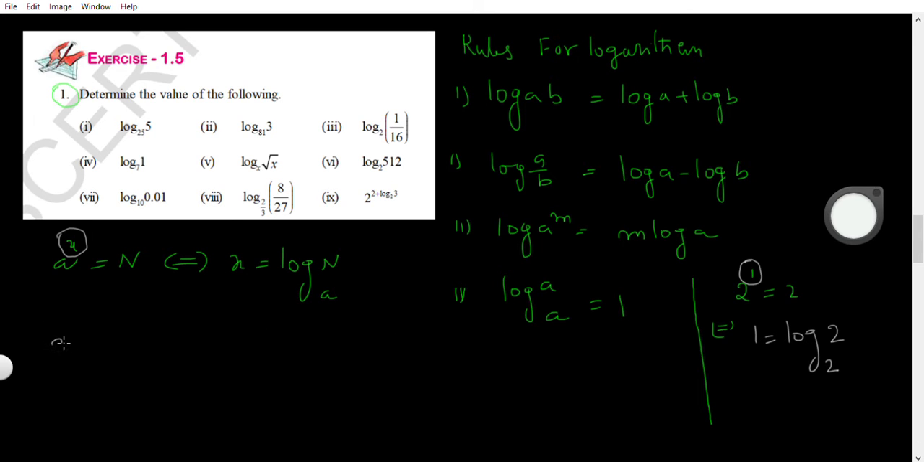Similarly, if you take 3 power 1 is equal to 3, then by definition the power 1 is equal to logarithm of 3, that value, the exponential form value 3, to the base also 3. See, base and log are equal, then we get 1. If you take 16 to the power of 1 is equal to 16, we can also write 1 is equal to logarithm of 16 base 16. So in general we can call it logarithm of a to the base a equals 1.